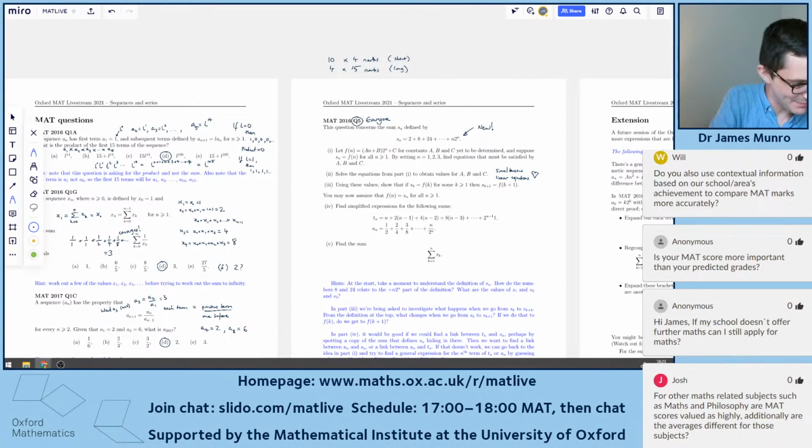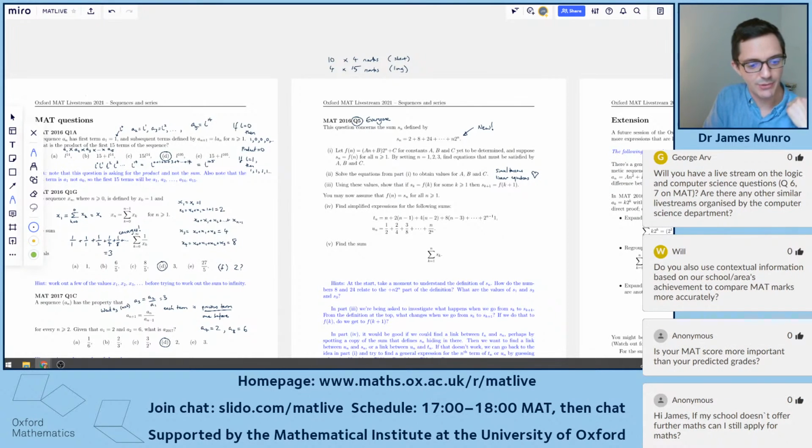Right. George would like a live stream on logic and computer science. The closest I've got is a stream on recursion, where I've got a computer science person coming on as well to talk about recursion and that sort of style of question. Lots of the computer science questions don't really use any of the maths from the syllabus. They're just testing how you deal with being given some basic bits and pieces and putting them together. But I'm going to do that.